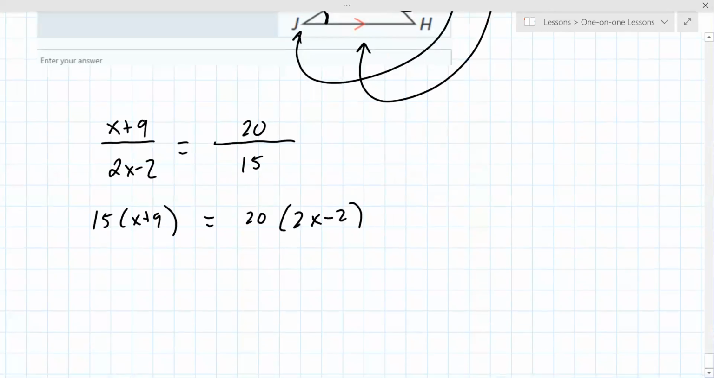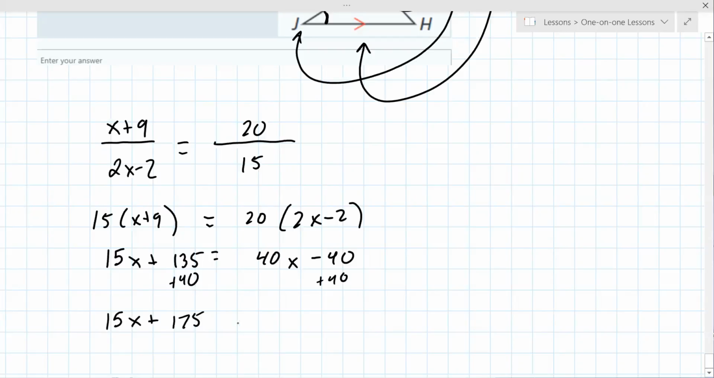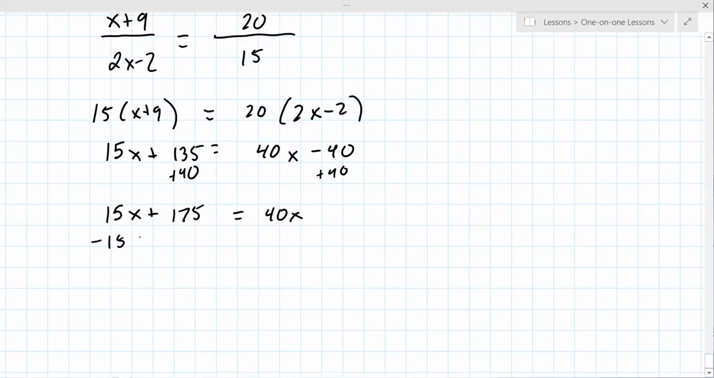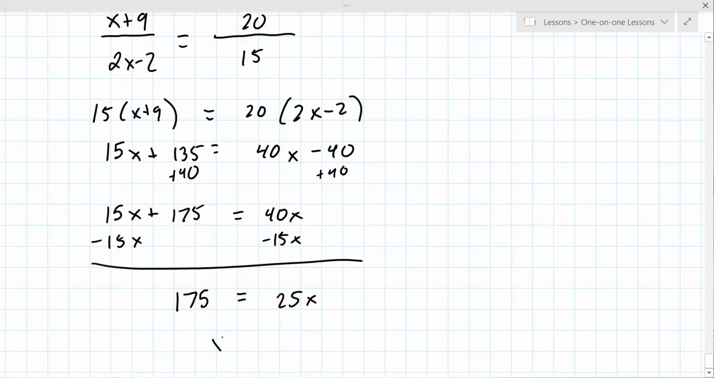Okay, so we'll distribute in here: 15x plus 135 equals 40x minus 40. If I add 40 to both sides, you get 175 here. And then when you subtract 15x from both sides, you'll get 25x. So you get 175 equals 25x. X equals 7.